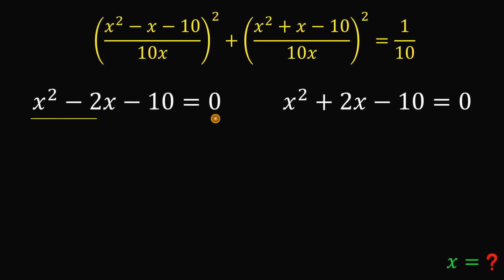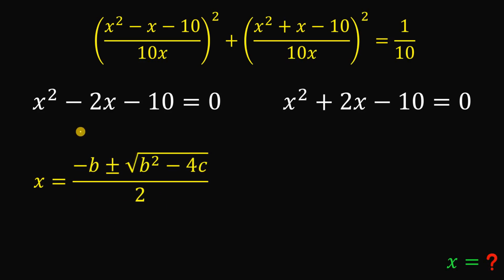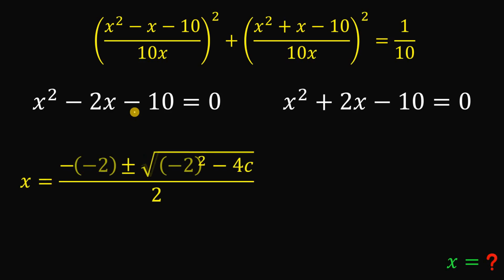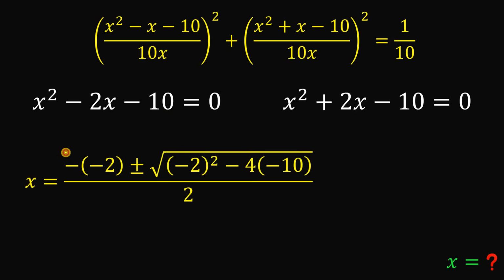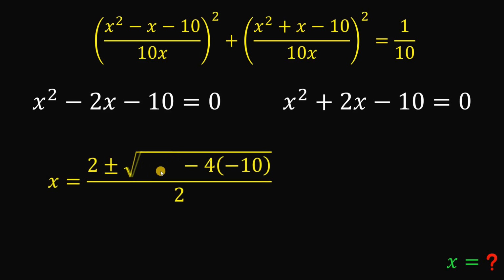Let's solve first this equation, x squared minus 2x minus 10 equals 0. So using the quadratic formula, x equals negative b plus or minus the square root of b squared minus 4ac, all over 2a. Now, this a here is the coefficient of x squared, which is 1. So, let's replace a with 1. Now, this b is the coefficient of x, which is negative 2. And c is the constant term, which is negative 10. Now, let's simplify. Negative of negative 2 is positive 2. Negative 2 squared is simply equal to positive 4.